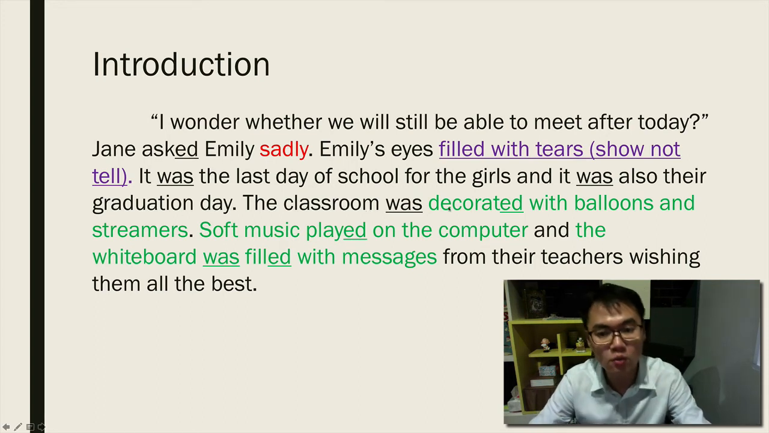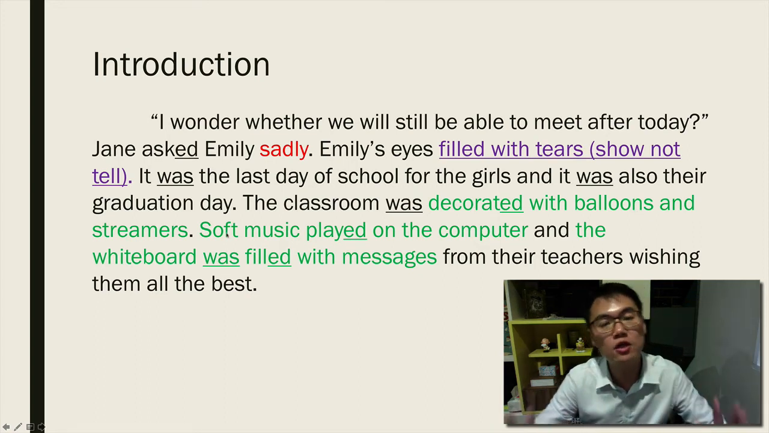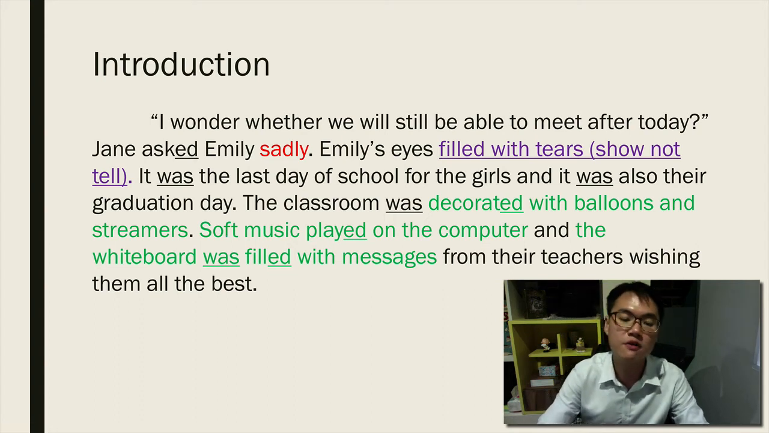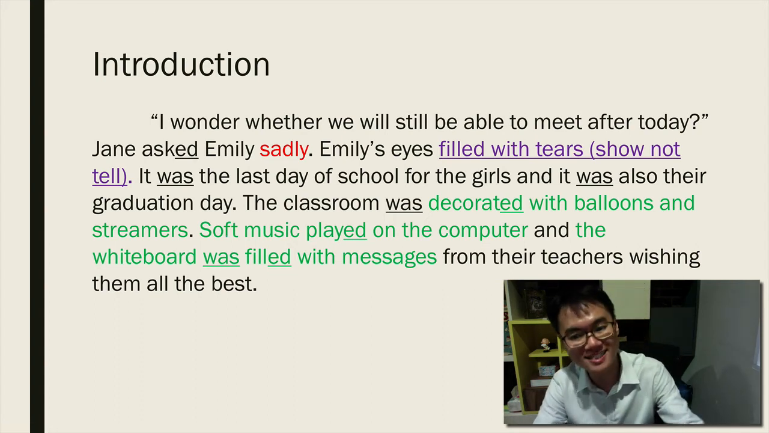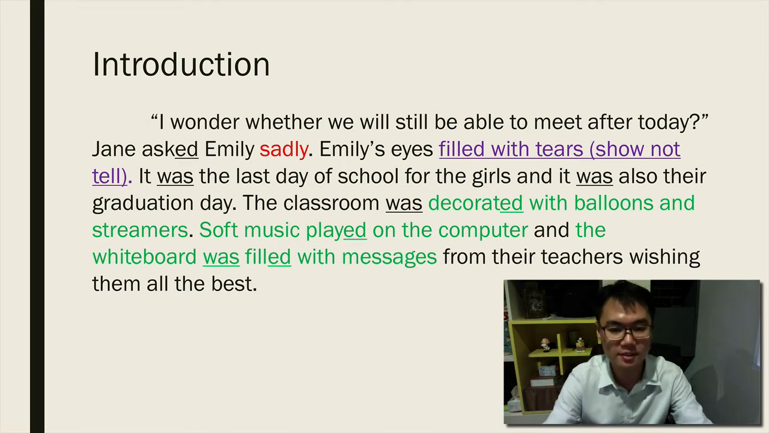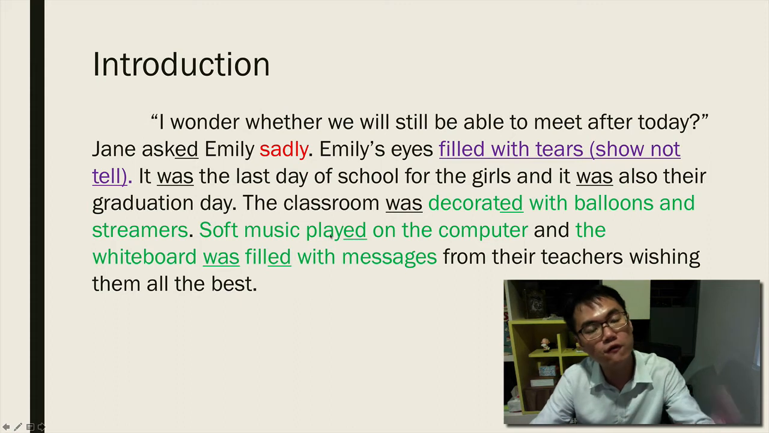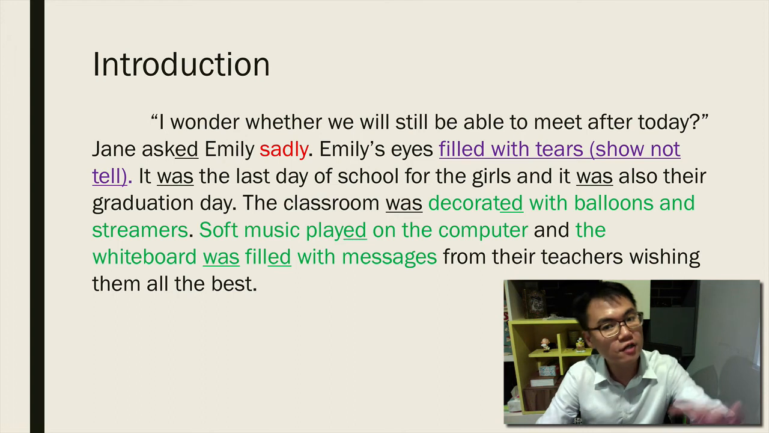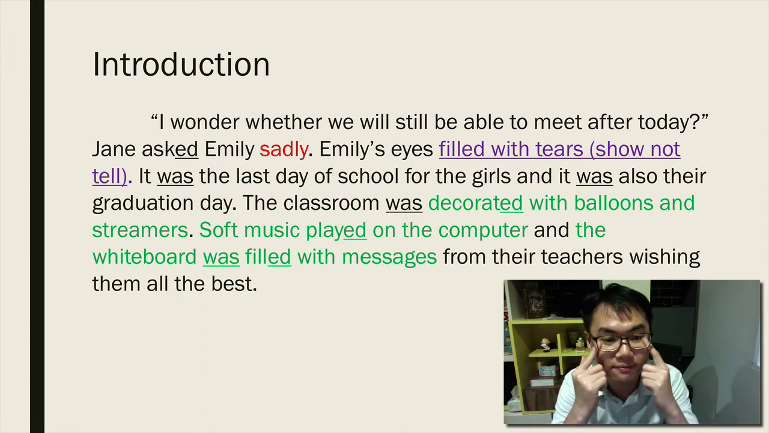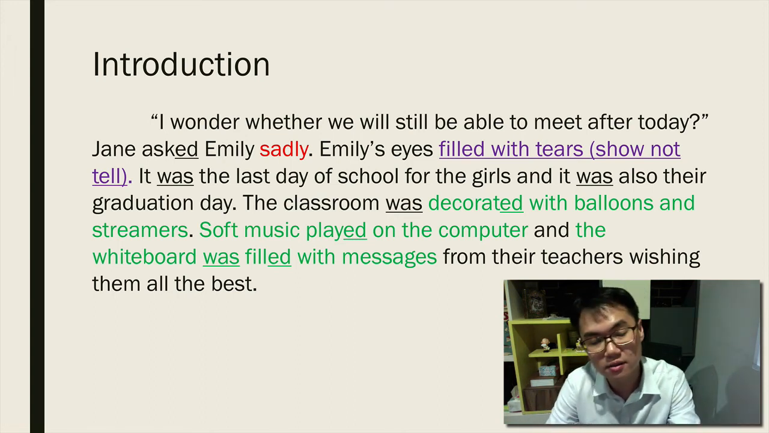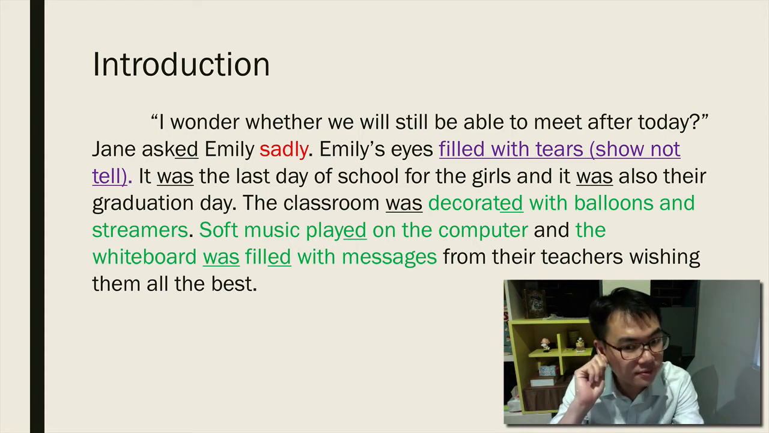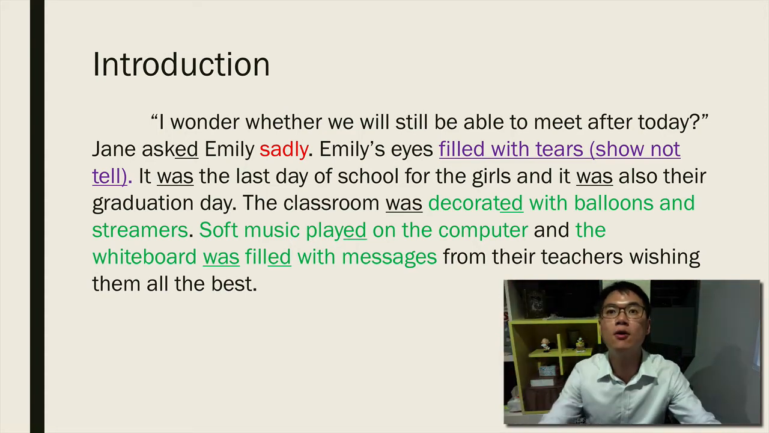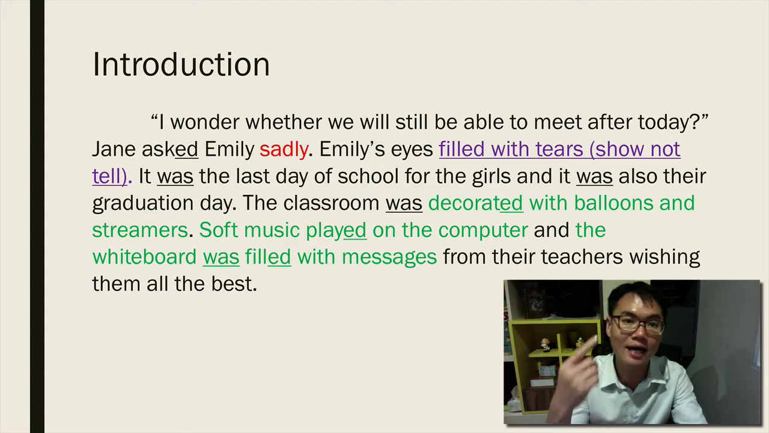"The classroom was decorated with balloons and streamers. Soft music played on the computer, and the whiteboard was filled with messages from their teachers wishing them all the best." Now notice I have colored in green all of the descriptive phrases that use my 5 senses. In this case, the decorations are what I see. The music is what I hear. And once again, the messages that I read on the whiteboard from the teachers are what I see.